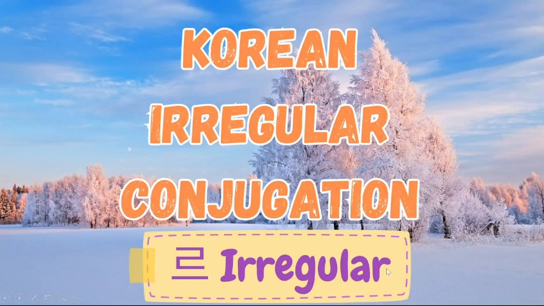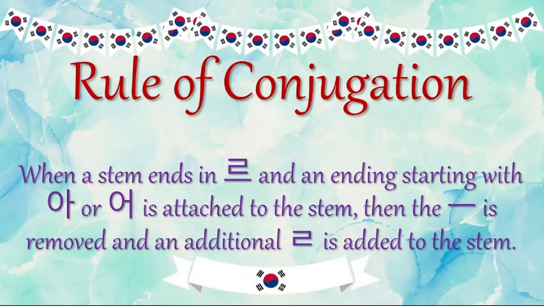So let's start. Now let's see the rule of conjugation for this particular irregular, and the rule is when an adjective or verb stem ends in and an ending starting with either a or is attached to the stem, then the is removed and an additional leer is added to the stem.